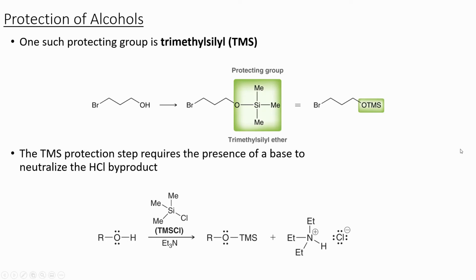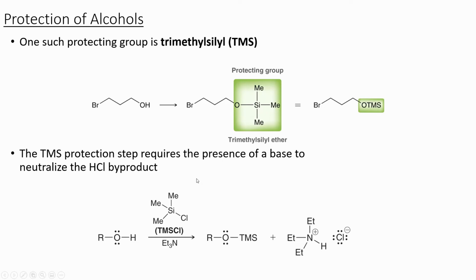So probably the most common alcohol protecting group is trimethylsilane. There are a variety of different silane protecting groups, each with different substituents on them. This is the structure of trimethylsilane. It's just a silyl group, which has very similar properties to carbon, and three methyl groups around it.